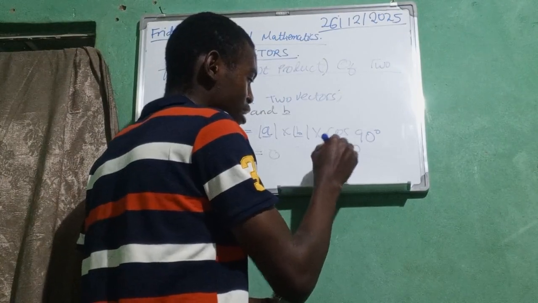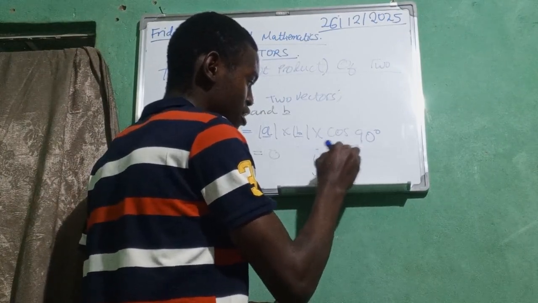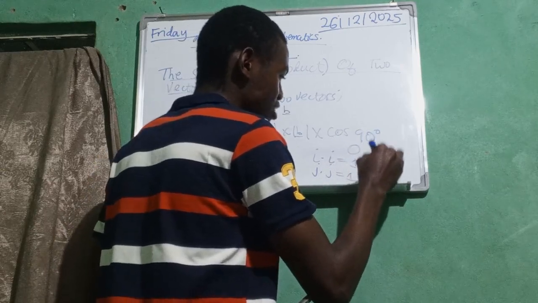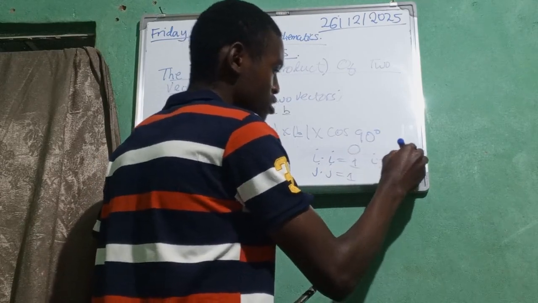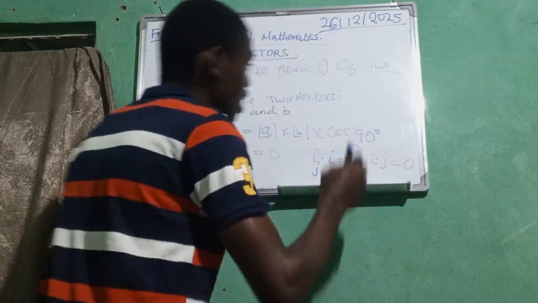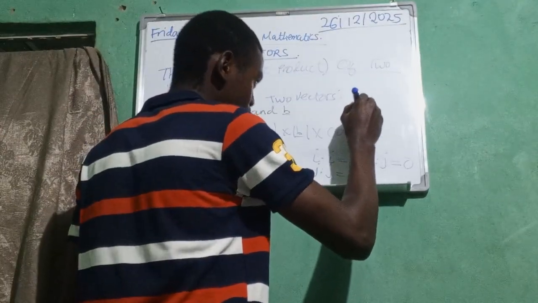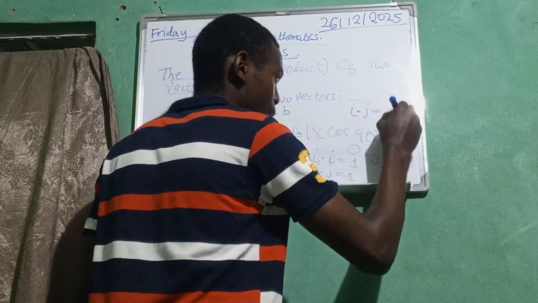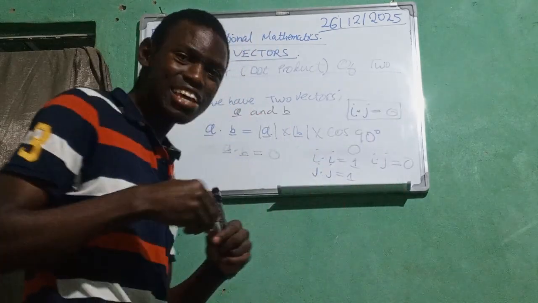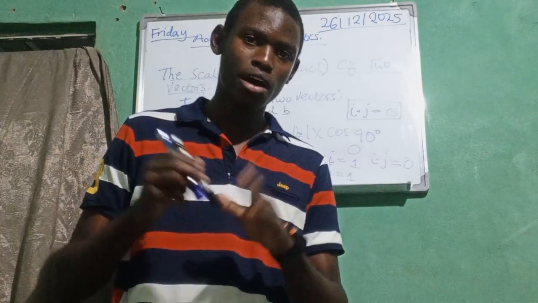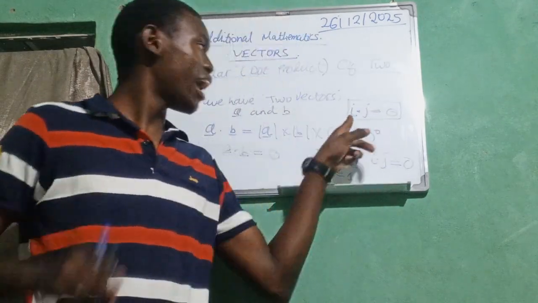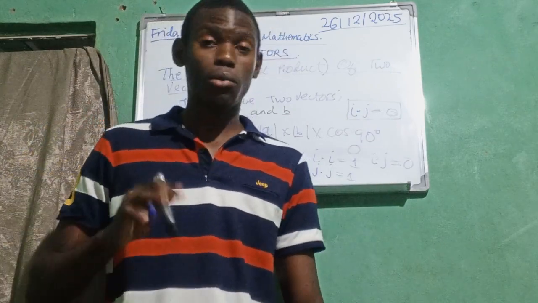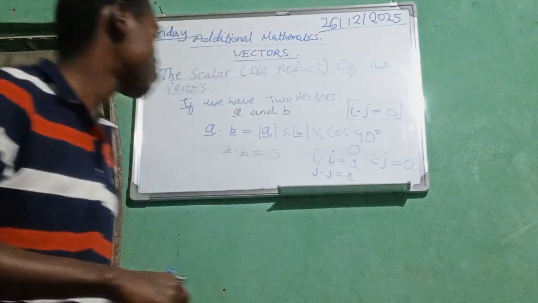I times I, J times J is equal to 1. I times J is equal to 0. That's a very important point to take note of. I times J is equal to 0. This will be very important to find the dot product when we come to looking at examples.